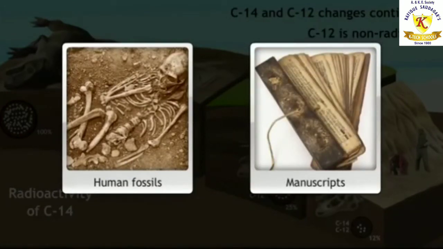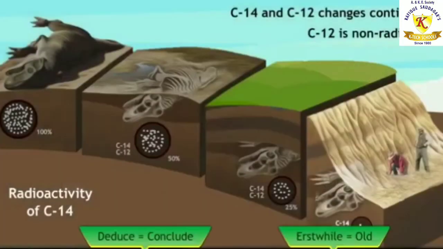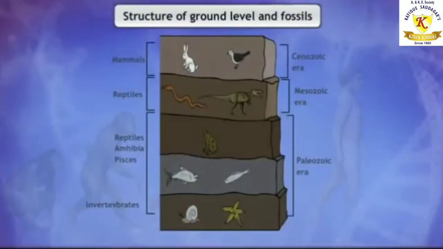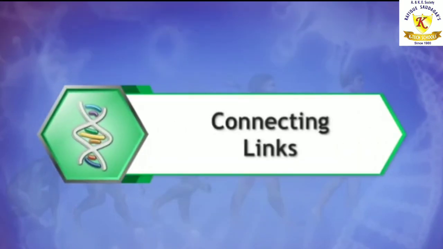Understood? Once the age of fossil being determined by such technique, it becomes easy to deduce the information about other old organisms. It seems that vertebrate have been slowly originated from invertebrate. Got it, children? The next is connecting links.